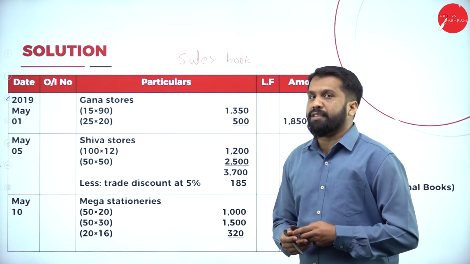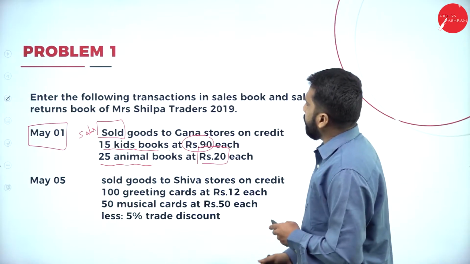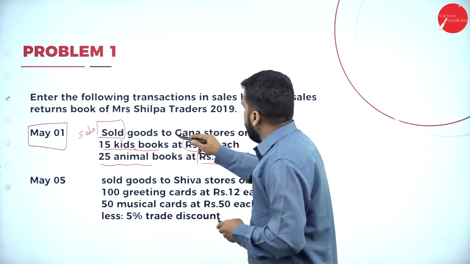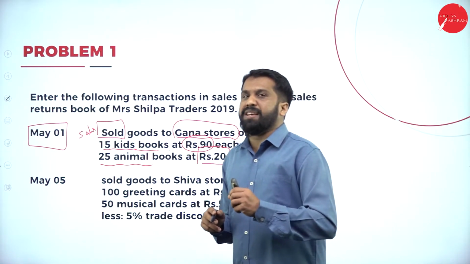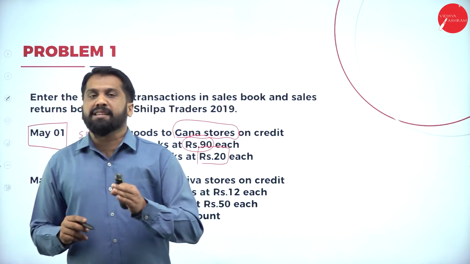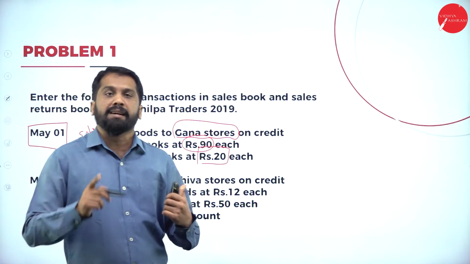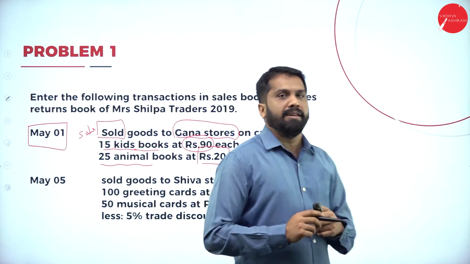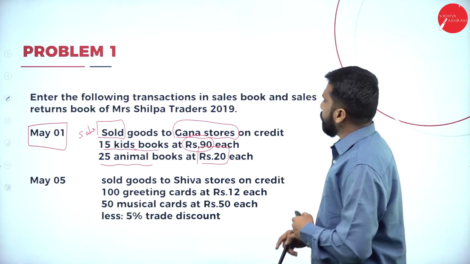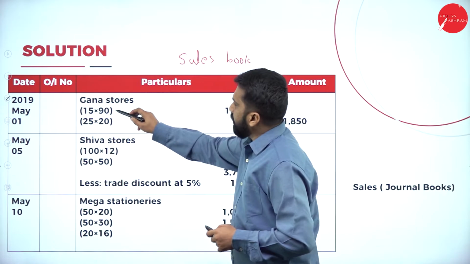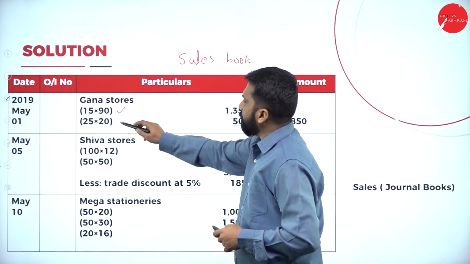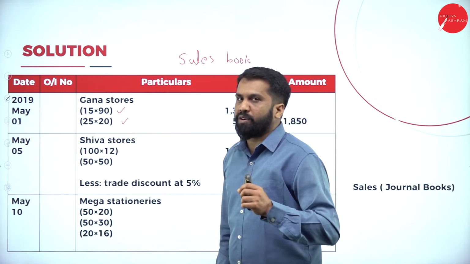Now, these are the informations you have in this Ghana stores. So, what is the name of the shop? You have to mention it is sold goods to Ghana stores. You have sold to Ghana. In the place of Ghana stores, if there is Prakash stores, we should write Prakash stores only. Now, we will write Ghana stores. Below that, 50 multiplied with 90, 25 multiplied with 20. What is the answer?